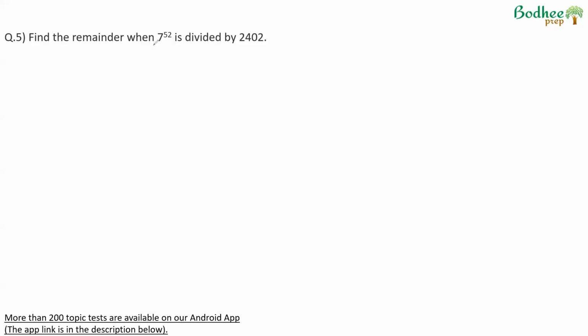Find the remainder when 7 raised to power 52 is divided by 2402. Because the divisor is large, we start raising the power of 7. 7 power 1 is 7. 7 squared is 49. 7 cube is 343. We'll try to reach as close to 2402 as possible. 7 raised to power 4 is 2401, which is one less than 2402.